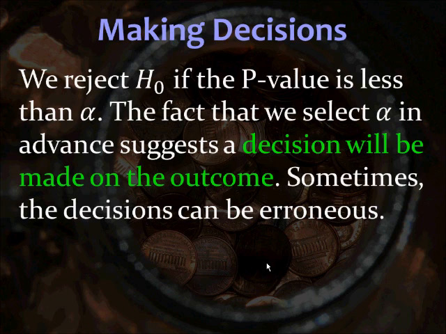So, it all comes down to decision making. Because we have a fixed alpha level, we have to reject the null if the p-value is less than alpha. The mere fact that we select alpha in advance suggests that we're going to make a decision on the outcome. However, because statistics is not perfect, we're sometimes going to make erroneous decisions and bad judgments. But our job as frequentists is to try to get it right most of the time as much as we can.